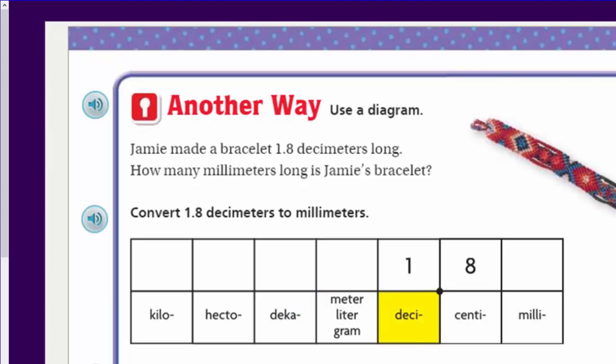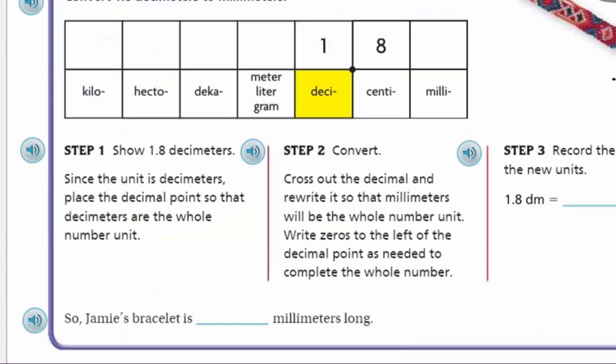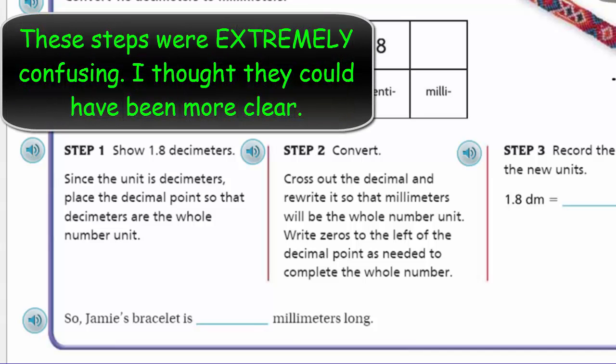Here's another way. Use a diagram. It says Jamie made a bracelet 1.8 decimeters long. How many millimeters long is Jamie's bracelet? And it does say to convert 1.8 decimeters to millimeters. So step 1 says show 1.8 decimeters, like on that chart right up there.